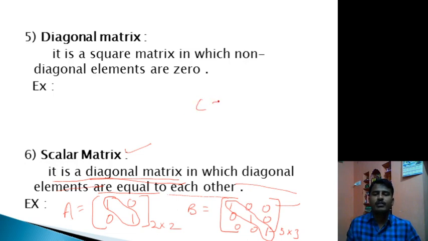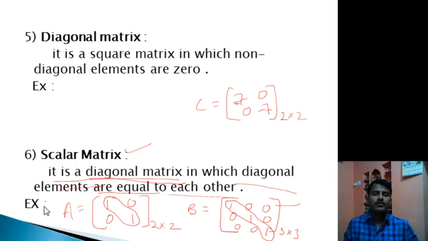Let me take one more example. C is equal to a 2 cross 2 matrix, [7 0; 0 -7]. Okay, let me erase and redo. Here it is minus 7. Yes, it is a scalar matrix. The first thing is it is a diagonal matrix and diagonal elements are the same. Such a matrix we can call a scalar matrix.